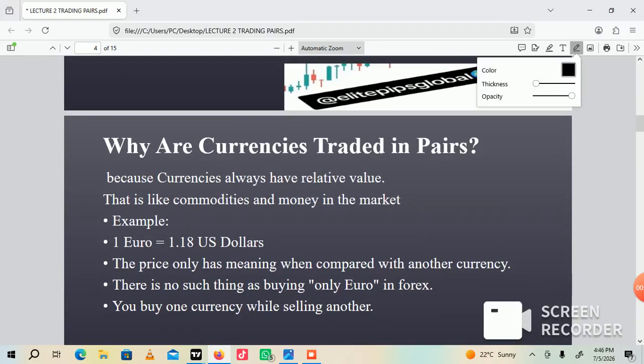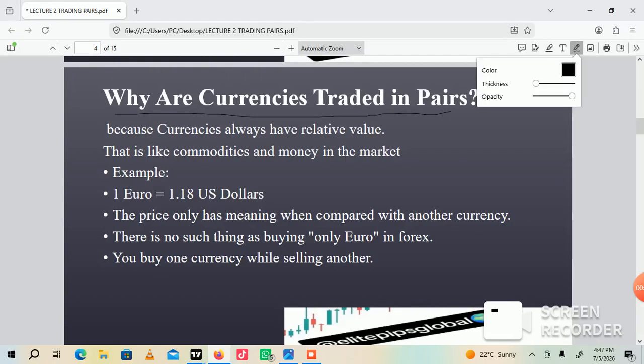We can ask ourselves, why are currencies traded in pairs? As I said before, for the process of trading to occur completely, we must have two things, whereby one is a commodity and the other is money. So you have money, then you go to the market to buy a commodity. I think that's understandable. Currencies always have relative value.